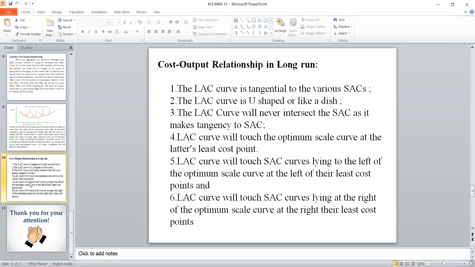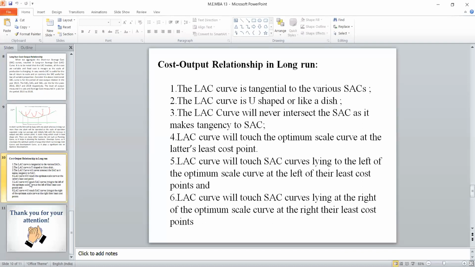So the first one is the long run average cost curve is tangential to the various SACs. That is, it connects the least cost point of each SAC. The second one is the long run average cost curve is U-shaped or looking like a dish. The third implication is the long run average cost curve will never intersect the SAC as it makes tangency with it. Suppose it is intersecting, it means the data is wrong, or somewhere we committed a mistake. Something went wrong while collecting the data, expressing the data or constructing the cost function. So LAC never intersects the SAC. At that too, we are connecting only the least cost point. It will look like a bowl shape.